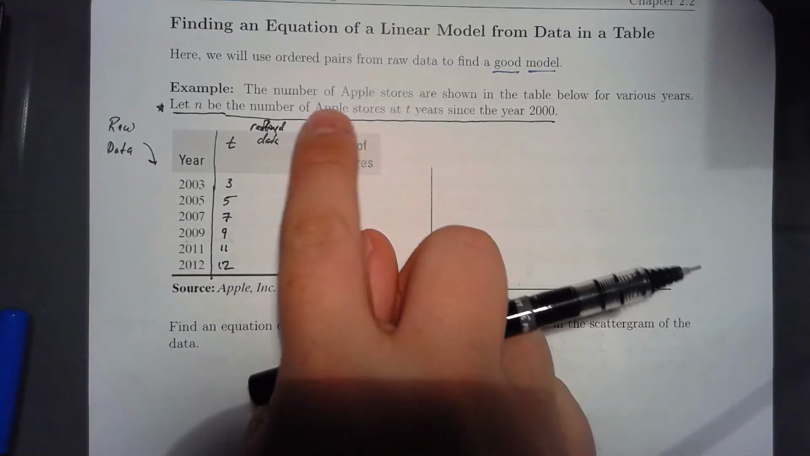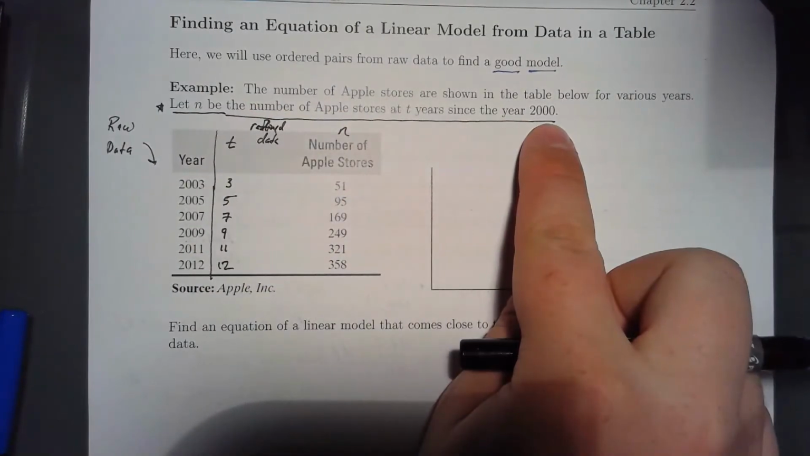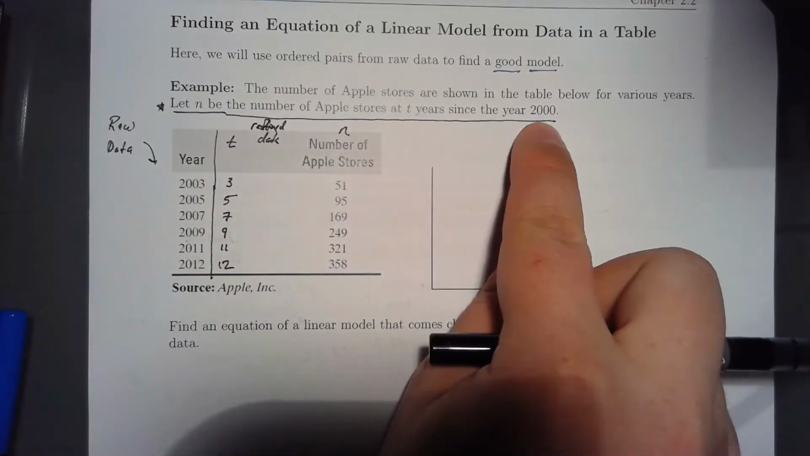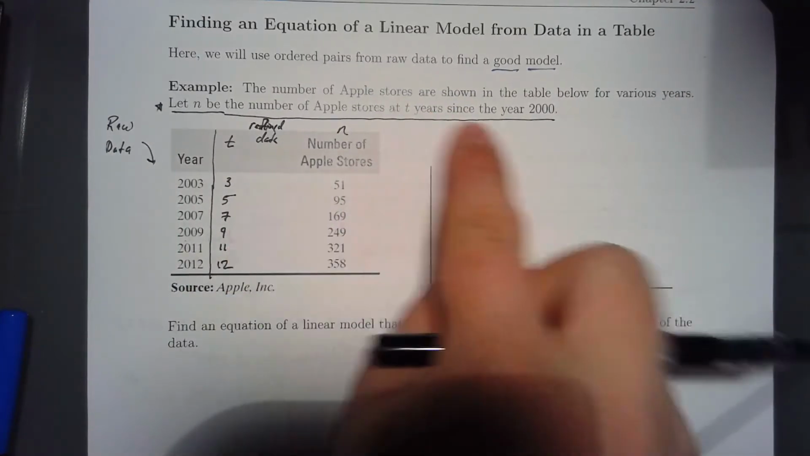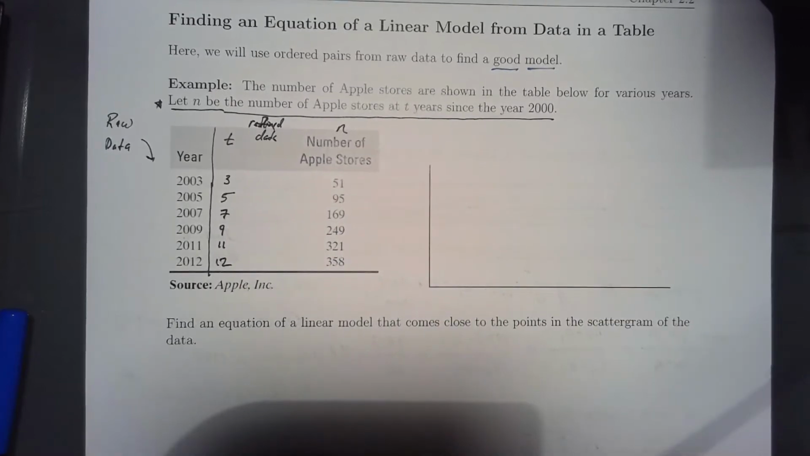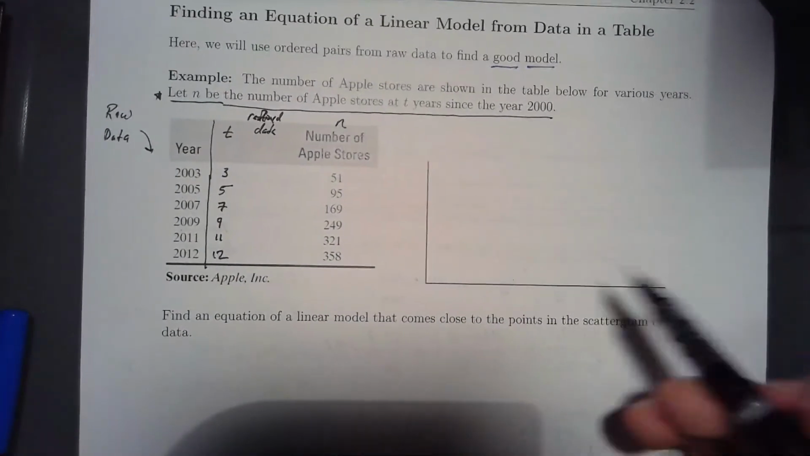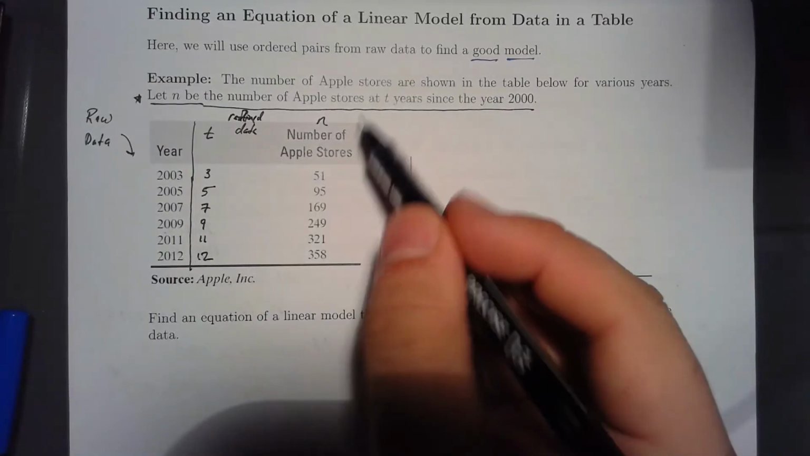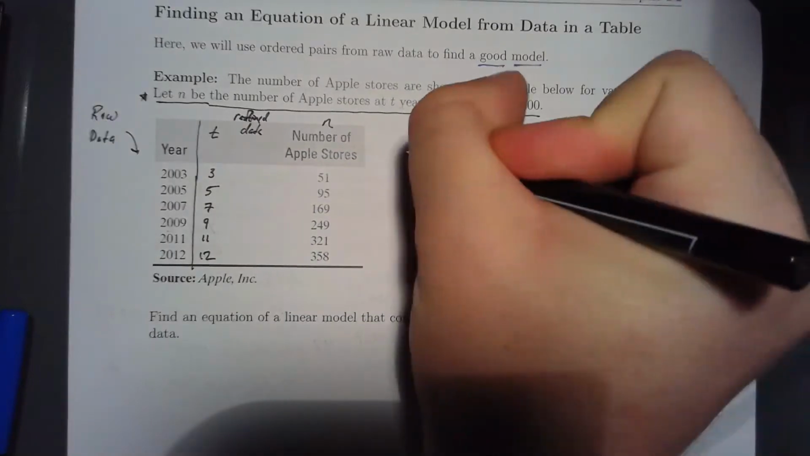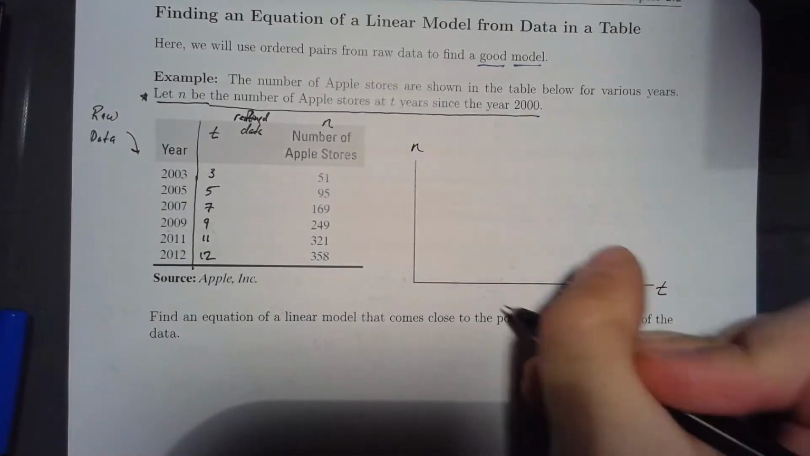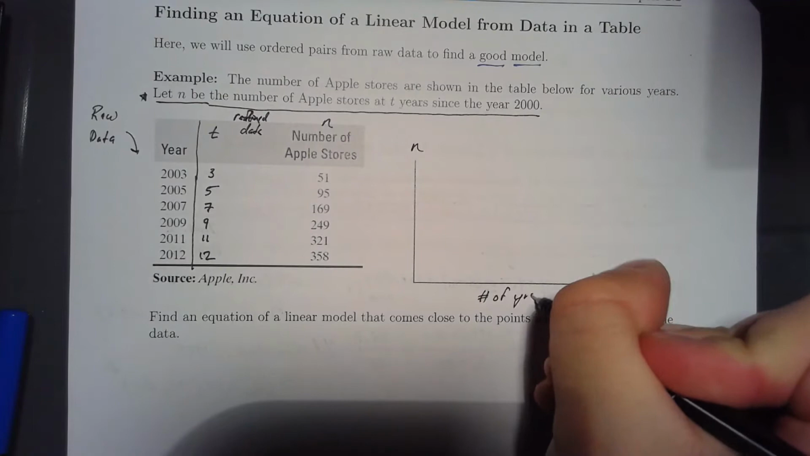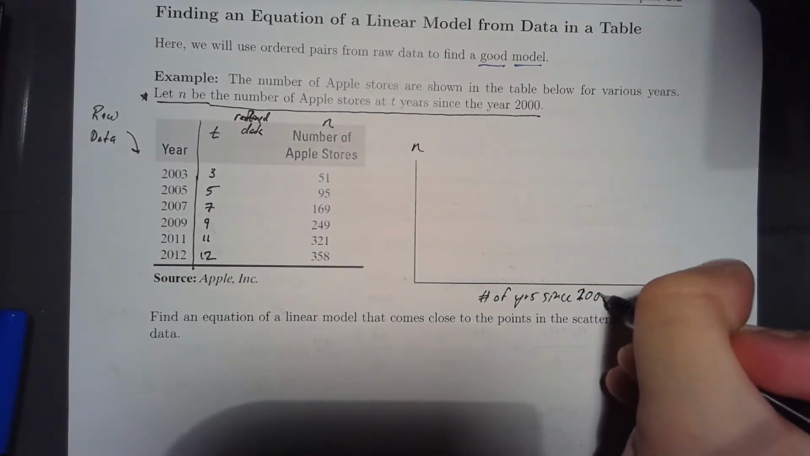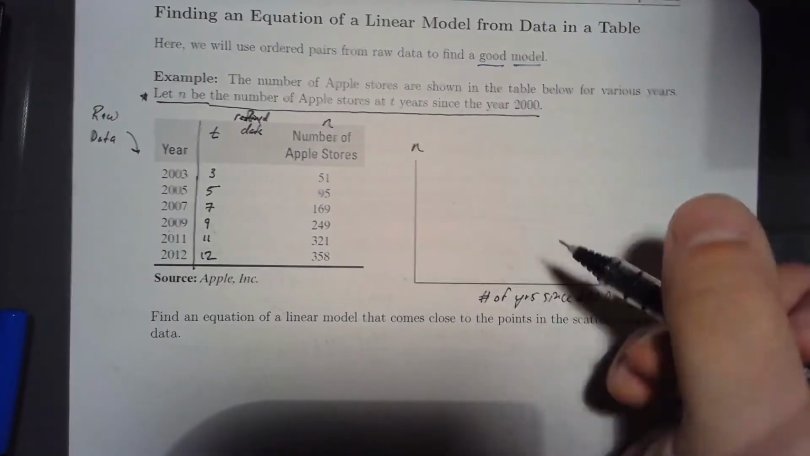It's why it's always important to make sure you read the variable's description first. You don't want to make your data with the year. You want to make it with the years since 2000, because that's what t is defined as. Okay, so how do I make a scatter plot here? Well, again, since this is independent and dependent, here's t, here's n. t is number of years since 2000. n is the number of Apple stores.